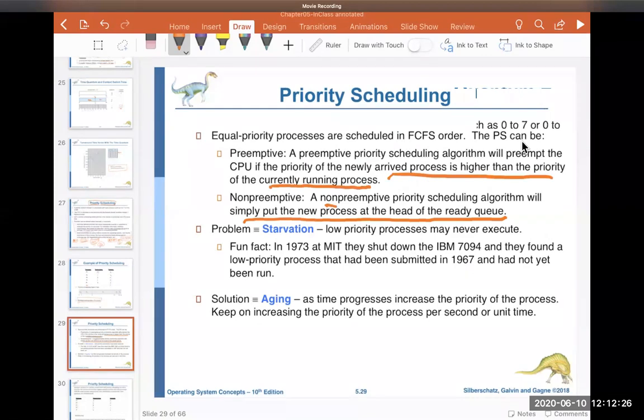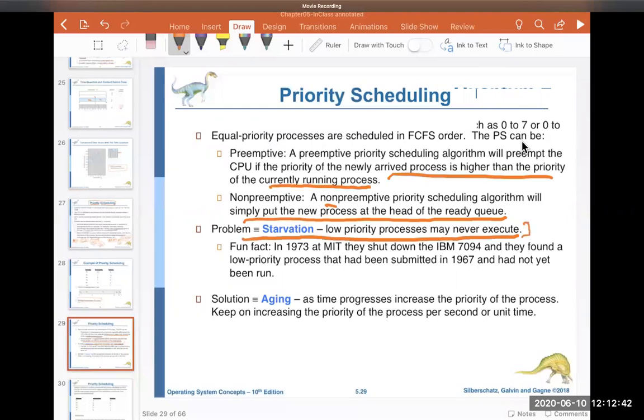But that would create a starvation problem. The starvation problem is basically when a low priority process may never execute. So that is one of the problems with priority scheduling.